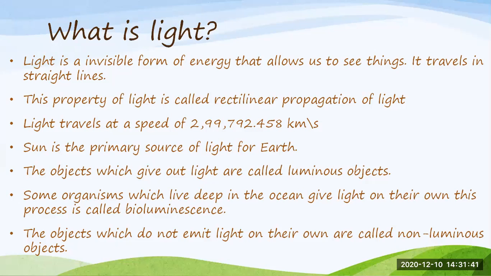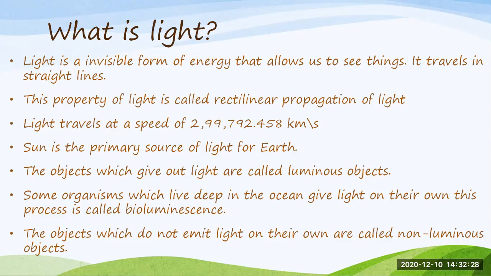Rectilinear means straight, propagation means movement. So this property translates to the light travels in straight line. And the light travels at a speed of 2,99,792.458 kilometers per second. That is very fast. The sun is the primary source of light for Earth, and the other sources of light for Earth and for human beings are the LED bulbs and the tube lights and so on.